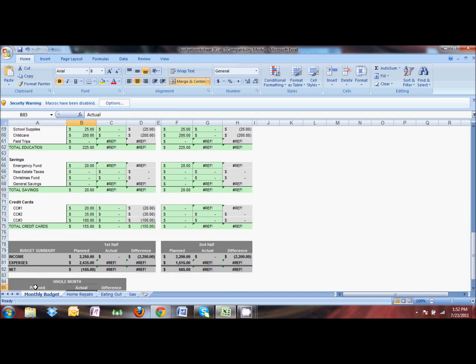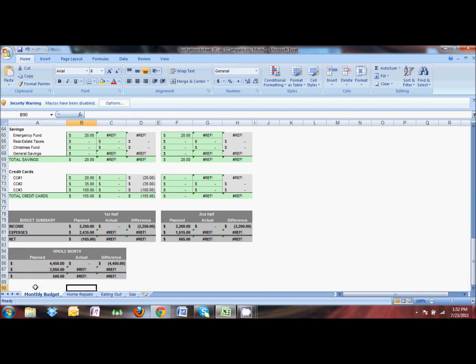Now, what this brings us to, and what we want to look at most importantly, is this whole month category. The difference right here. These are what you're wanting to see. Bring in an income of $44.50 and expenses of $39.50. That leaves a surplus of $500 every month. Now, I can tell you this is not real figures that have been entered in here. This is not what our budget really looks like.